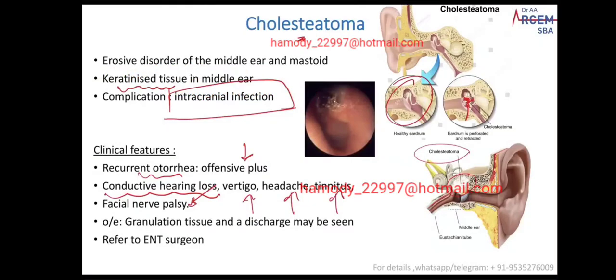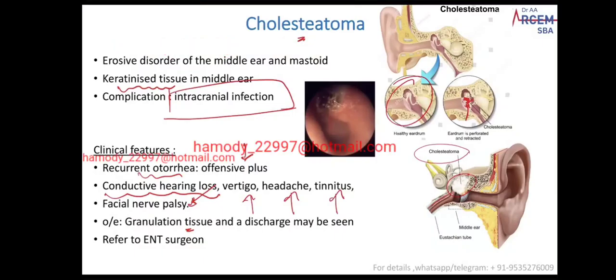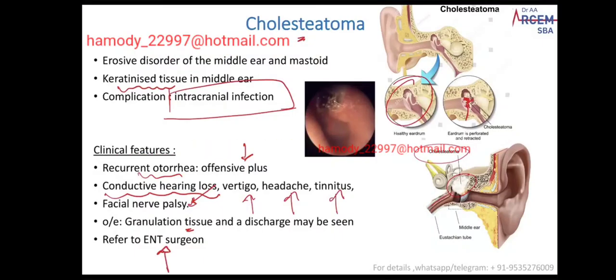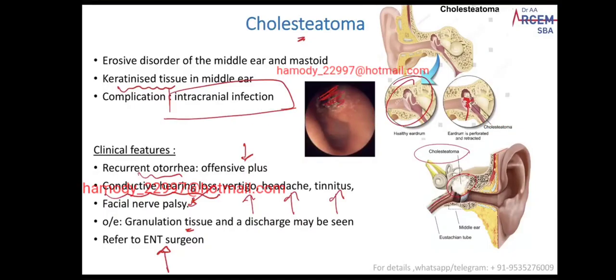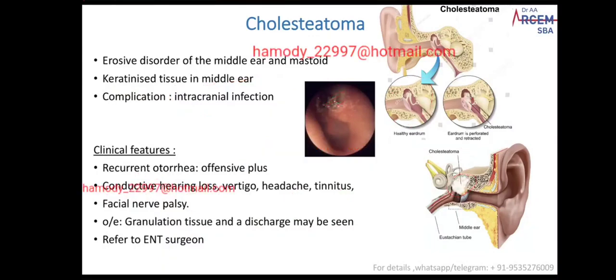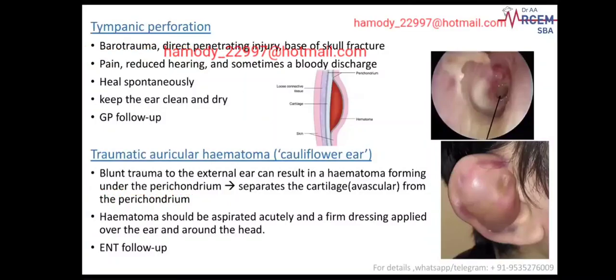On examination, you see this keratinized tissue, which appears like granulation tissue. What you can do in the MED department, you can just refer to the ENT surgeons. So refer to the ENT surgeons. So what you're seeing here is a real picture. What you're seeing is the cholesteatoma. It is important. Tested in the OSCE exams, can be tested in your SBA exams also.